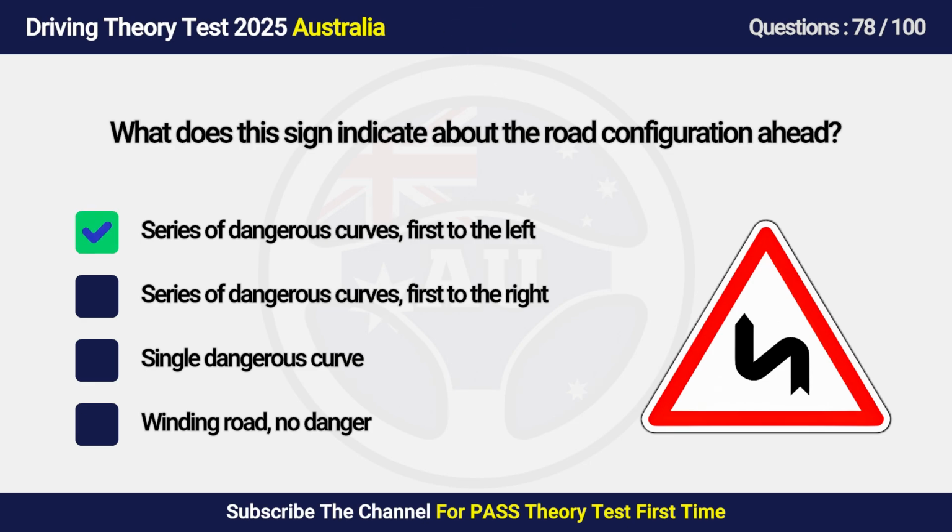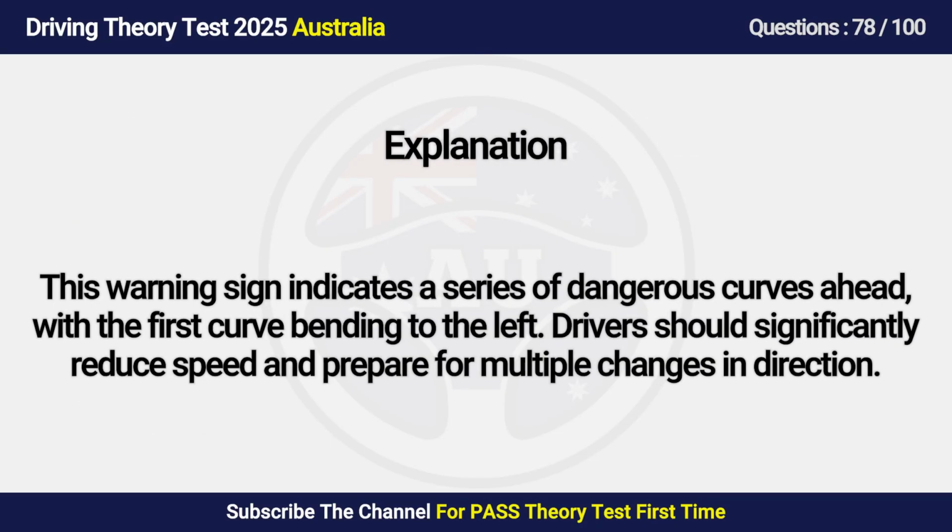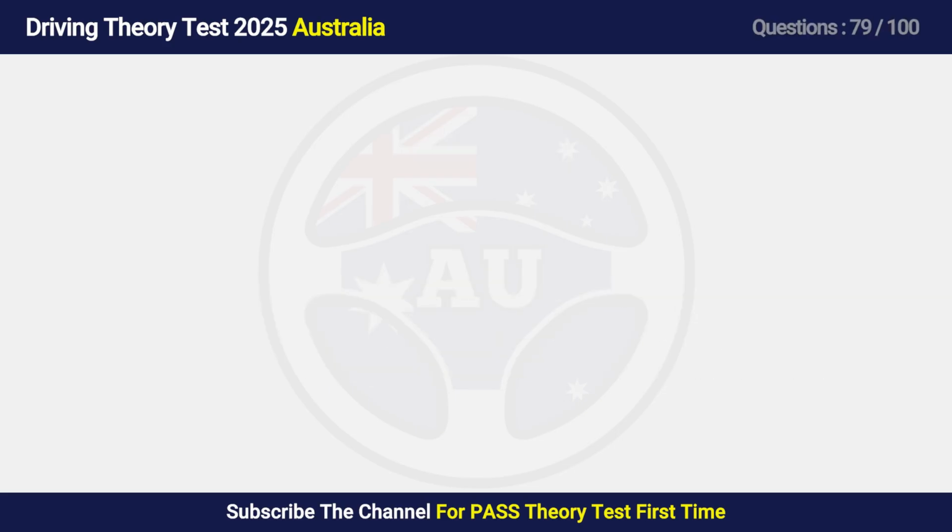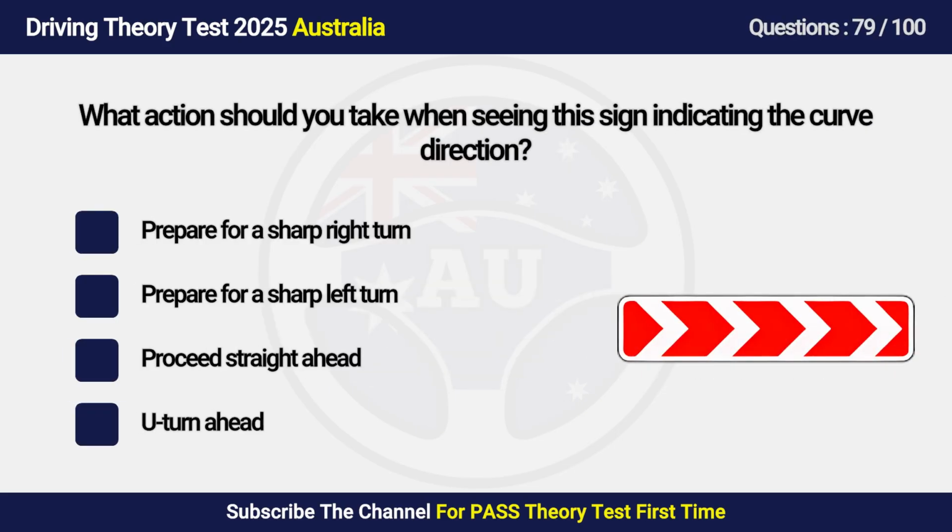Answers is A. Series of dangerous curves first to the left. This warning sign indicates a series of dangerous curves ahead, with the first curve bending to the left. Drivers should significantly reduce speed and prepare for multiple changes in direction. Question 79. What action should you take when seeing this sign indicating the curve direction?